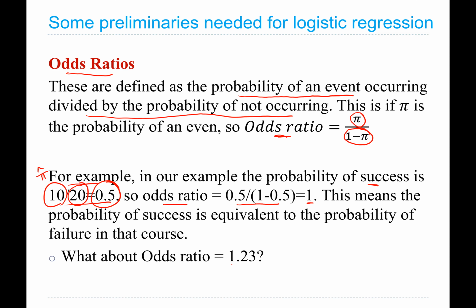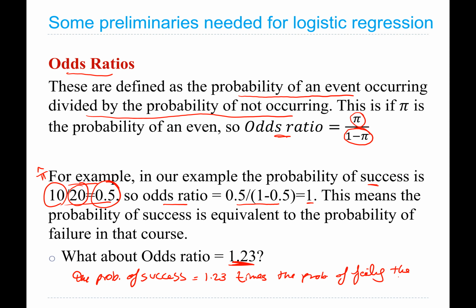But what if the odds ratio is 1.23? It means the probability of success is 1.23 times the probability of failing the course.